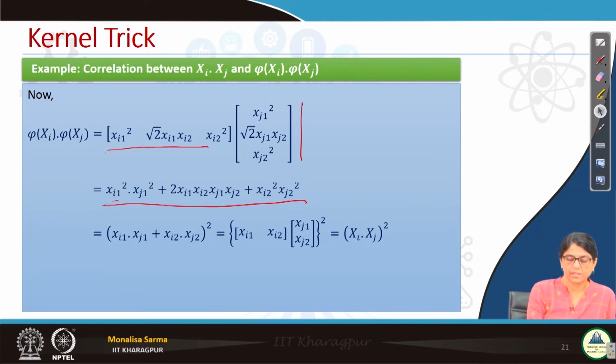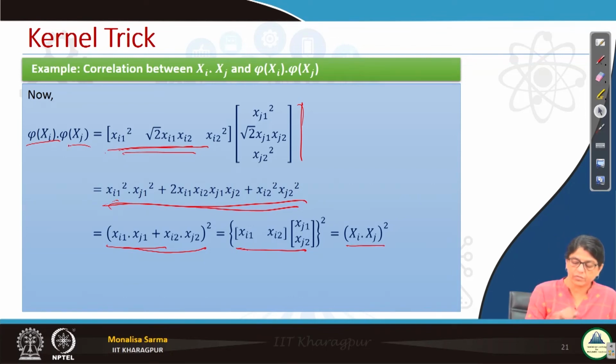This is nothing but, phi of xi is a vector, phi of xj is a vector. I have written it in this way and I got this. This again I can write in this way, isn't it? This I can write as a plus b whole square. Again this I can write in this way. And what is this? This is nothing but xi dot xj whole square. See here, that means phi of xi dot phi of xj is xi dot xj whole square.